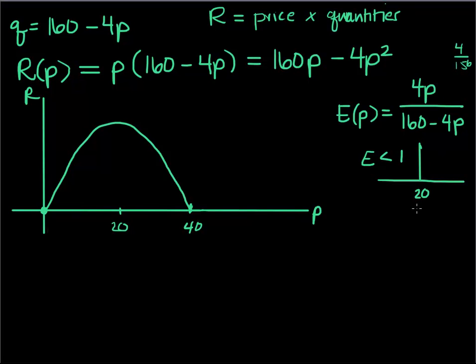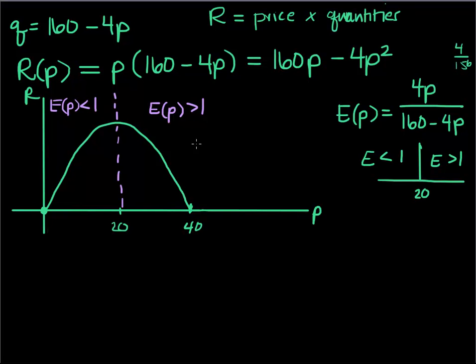And if you take a number bigger than 20, what we're going to see is E is greater than 1. So the interesting thing is, if I look at my revenue function and draw a dotted line at my maximum revenue, E of P here is going to be greater than 1. And over here, my elasticity is going to be less than 1.